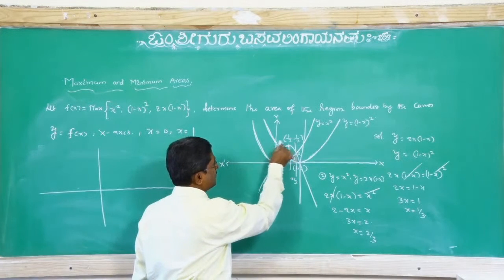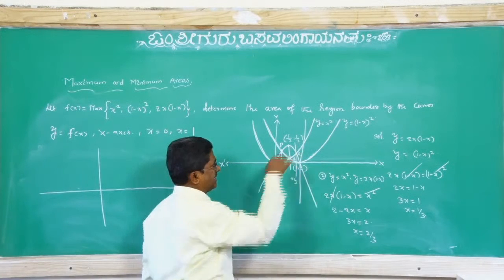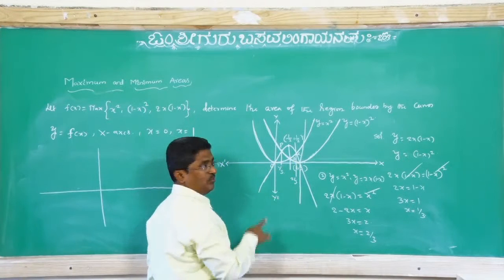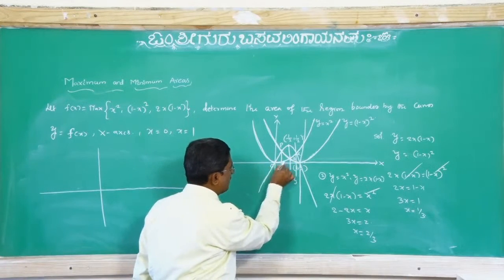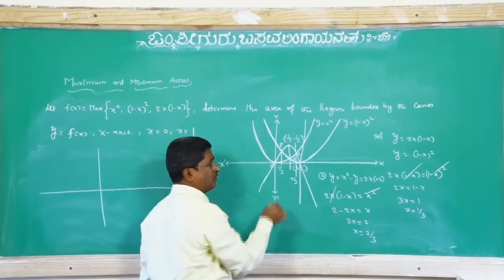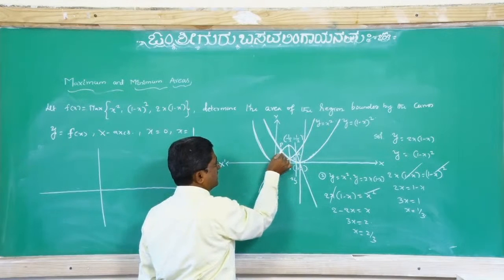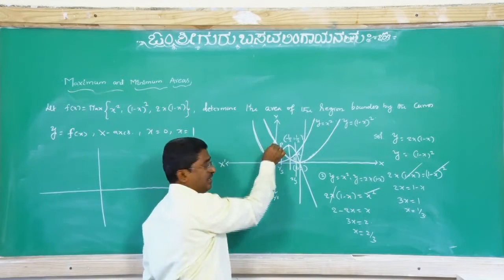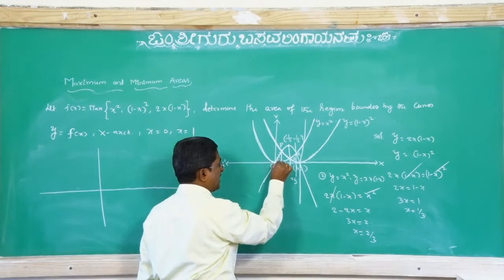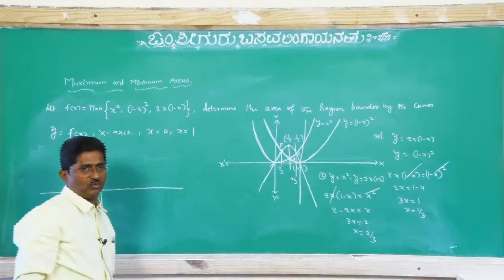Between 0 and 1 by 3, this curve is y equals (1 minus x) whole squared, and this curve is y equals 2x into 1 minus x. The minimum value curve is y equals x squared. Out of these three curves, the maximum area is y equals (1 minus x) whole squared, this portion. So these two negative portions, meaning minimized portions, are cut and thrown outside.